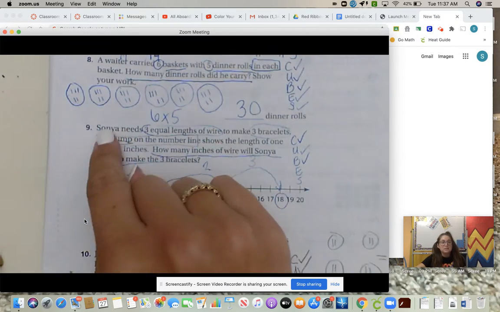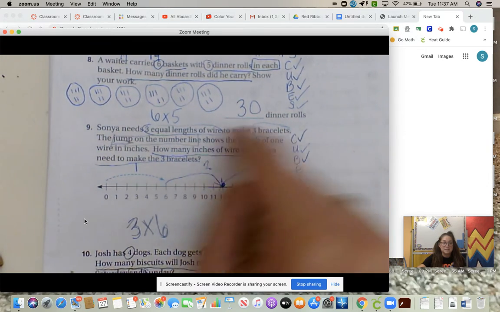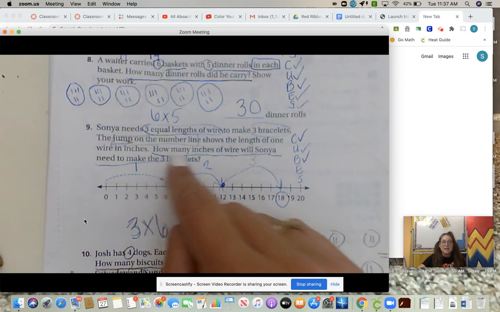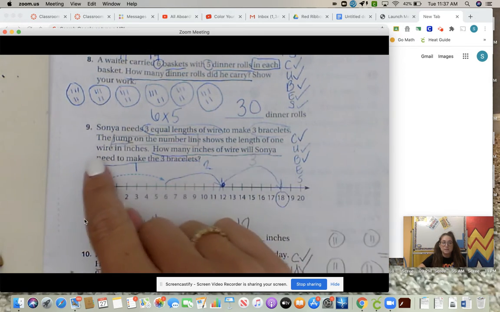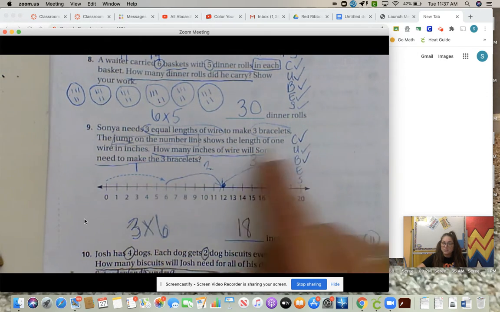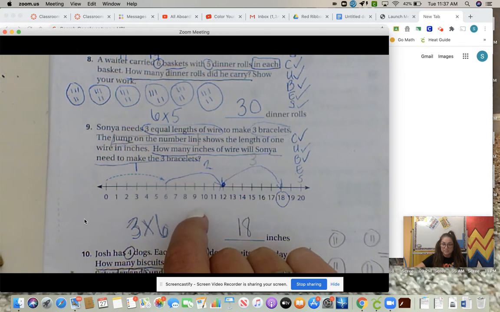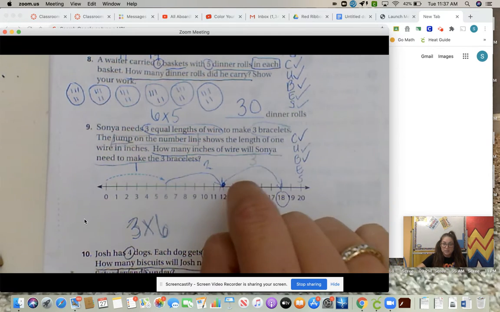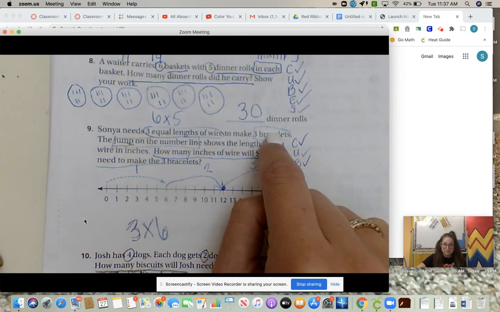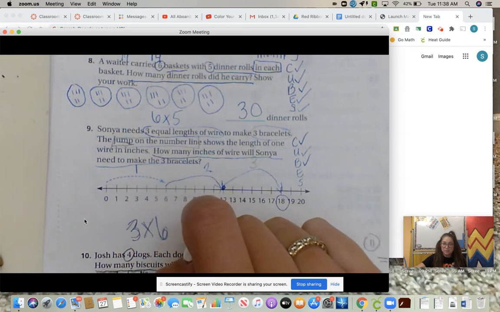Number 9. Sonia needs 3 equal lengths of wire to make 3 bracelets. The jump on the number line shows the length of one wire in inches. How many inches of wire will Sonia need to make the 3 bracelets? So we have cubes. Underline the question. How many inches of wire will Sonia need to make the 3 bracelets? We need to circle the key numbers. All right, we're looking for 3 bracelets total. And there are 3 lengths of wire.